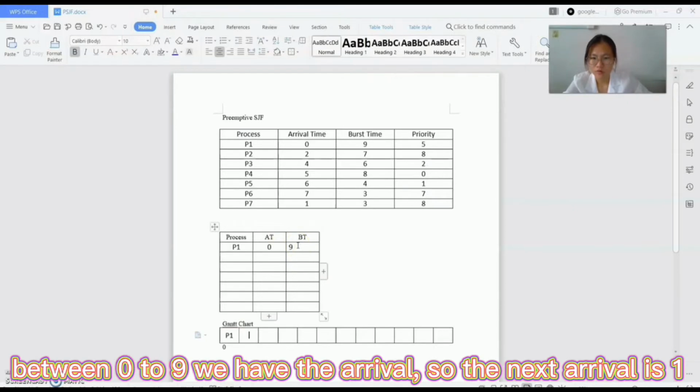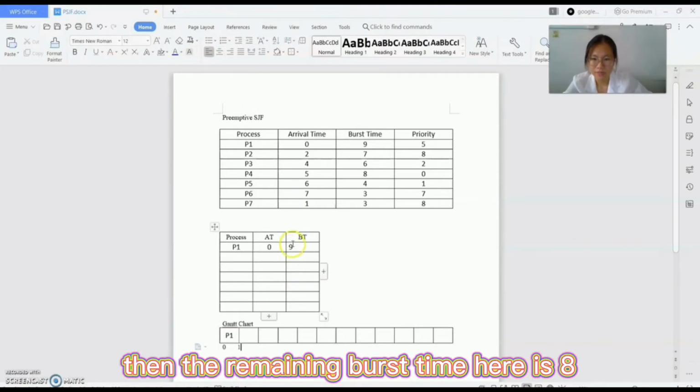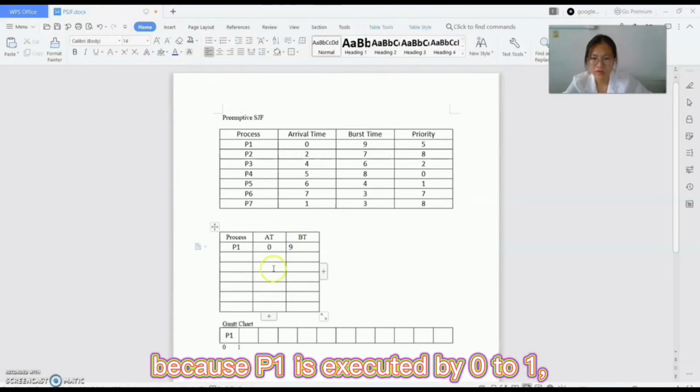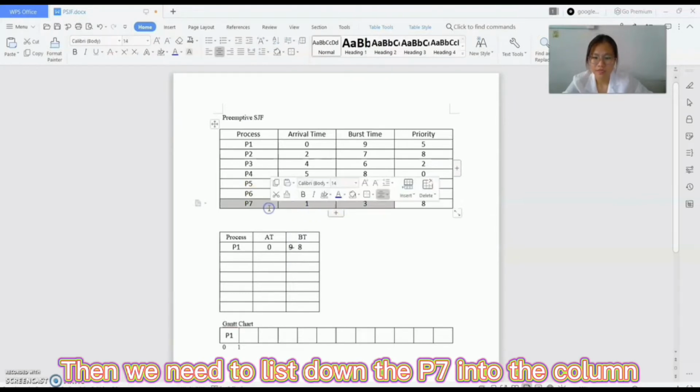Between 0 to 9, we have the arrival, so the next arrival is 1. 1 will interrupt. Then the remaining burst time here is 8, because it was executed from 0 to 1. 1 minus 0 is 1, so 9 minus 1 is 8. Then P1 will be left with 8. And then we need to list down the P2 into the column.